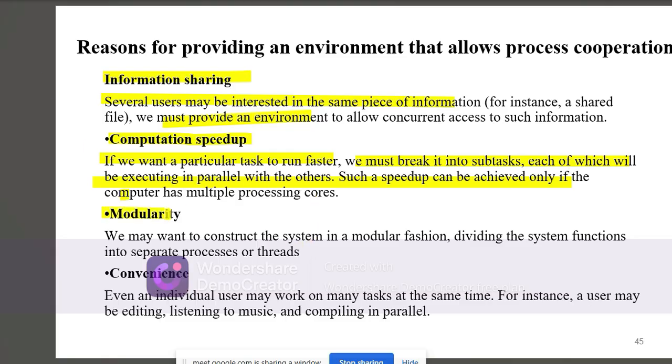Next reason is modularity. What is modularity? We may want to construct a system in a modular fashion, dividing the system function into separate processes or threads. A thread is nothing but a part of a process, or a subtask of a process. And last is convenience. Each individual user may work on many tasks at the same time. So for convenience also, communication is required.